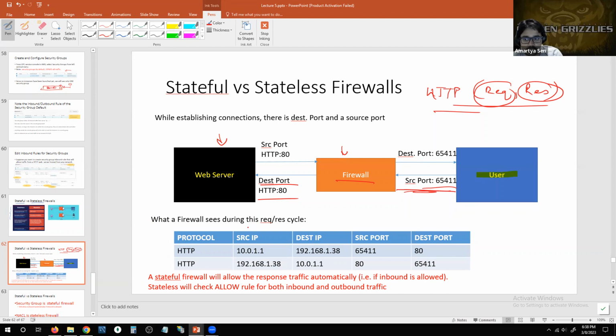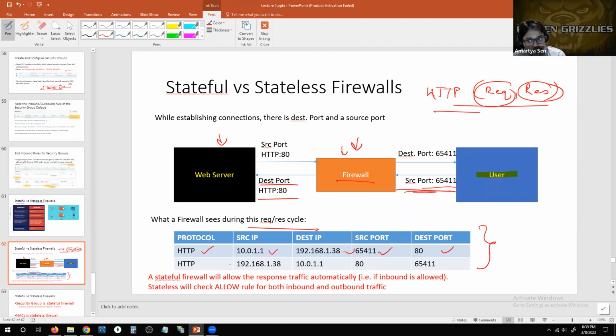Typically, during this request-response cycle, what this firewall entity is going to see is the incoming traffic and the outgoing traffic. In the incoming traffic, the source is the user, and in the outgoing traffic, the source is the web server itself. So you always have to think in terms of the web server, because this is your resource, this is what you're trying to protect, right? It will see the protocol, the source's IP address, the destination's IP address, the source port, and the destination port. Typically, these are the different fields that a firewall deals with, right? And similarly, in the outgoing traffic, it is going to see the exact opposite. Everything will be flipped, right?